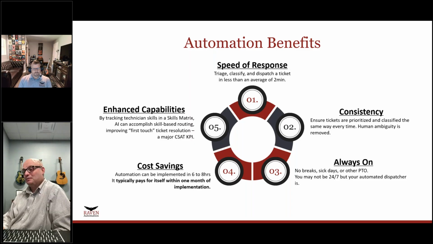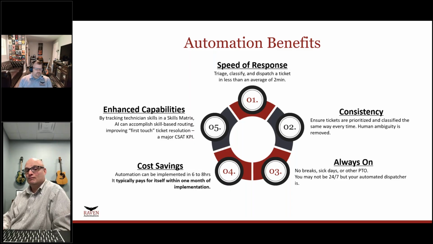Yeah, without a doubt. So you already touched on the consistency aspect and the fact that it's always on. You never have to give the automation PTO or sick days or anything like that. Right. But the cost savings, so we touched a little bit about what it costs to dispatch manually.